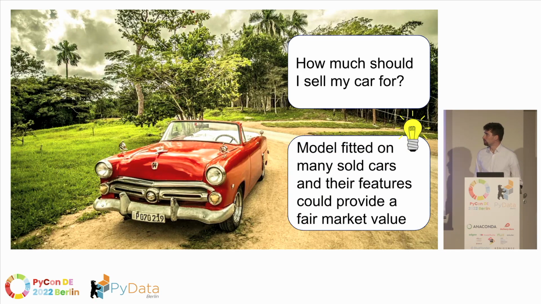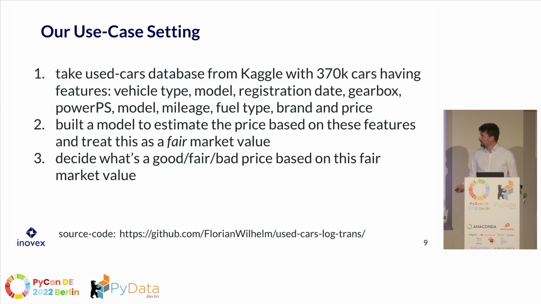I could come to the idea of fitting a model on a database with a lot of car features and the prices at which those cars were sold, like a database similar to the one you have at Mobile or CarGurus or whatever. What we're going to use now is the so-called used car database from Kaggle. As I said, we have a lot of different features like vehicle type, model, registration date, and so on. Then we use this model to estimate the price based on those features. We're going to treat this as a kind of fair market value, and then if I'm a good seller, I could go a little bit below this fair price, or if I'm rather greedy, I could go a little bit above. Let's set this as our use case.